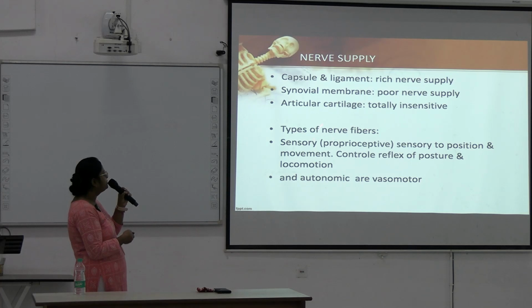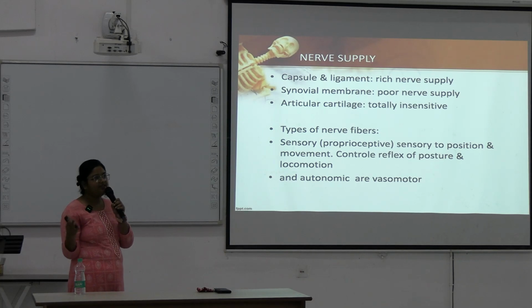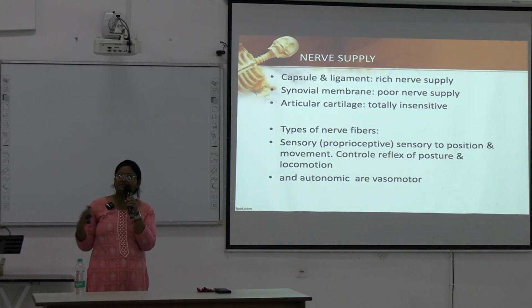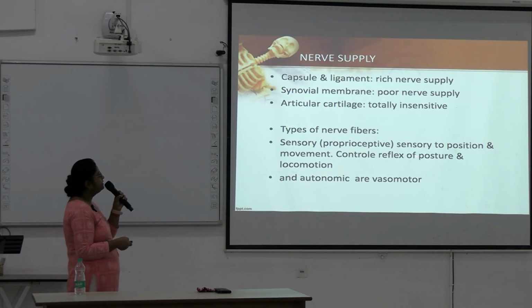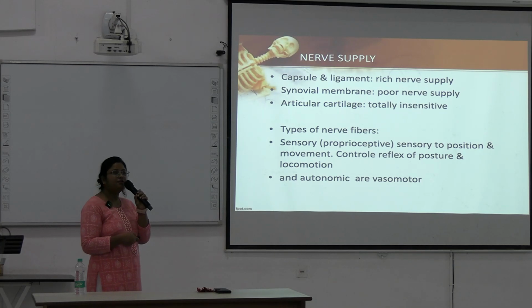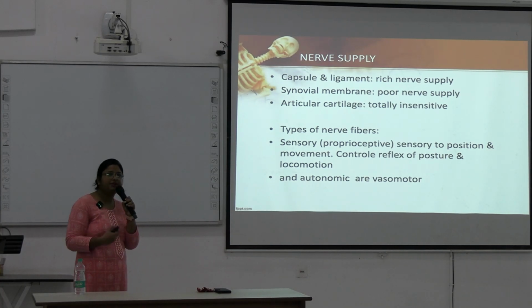Types of nerve fibers which are supplying the joints are the sensory or proprioceptive fibers. Sensory to position and movement. Okay, it senses the position of the joint, whether it is in flexed position or extended position or adducted or abducted position. That sense is carried by these sensory fibers. It controls the reflex of posture and locomotion. And autonomic supply: autonomic nerves are vasomotor. They are supplying the blood vessels supplying the joints.